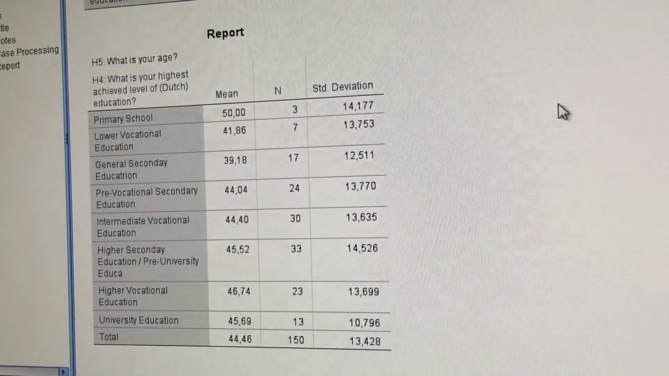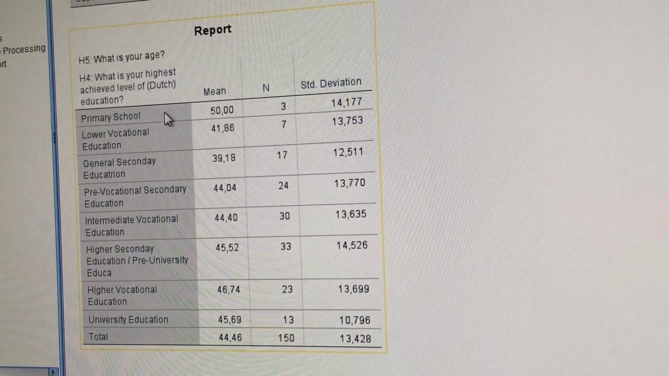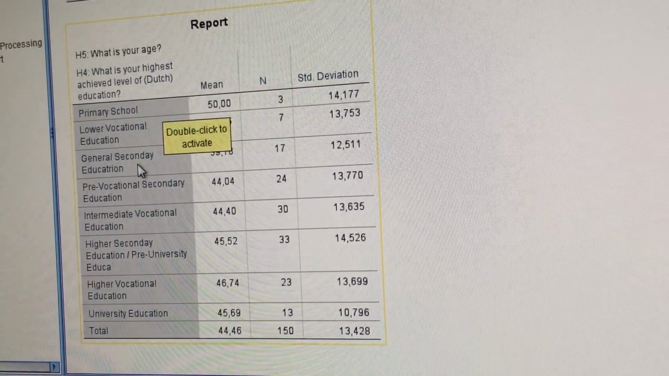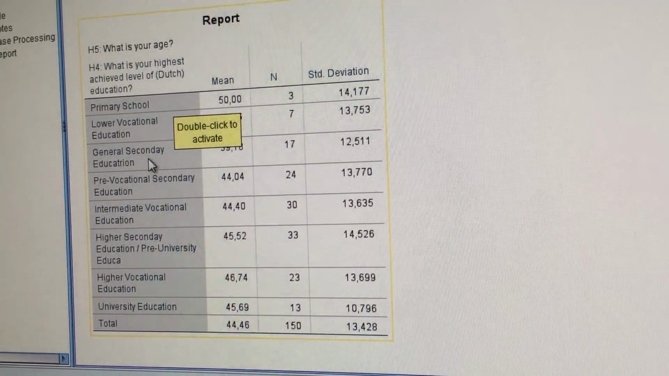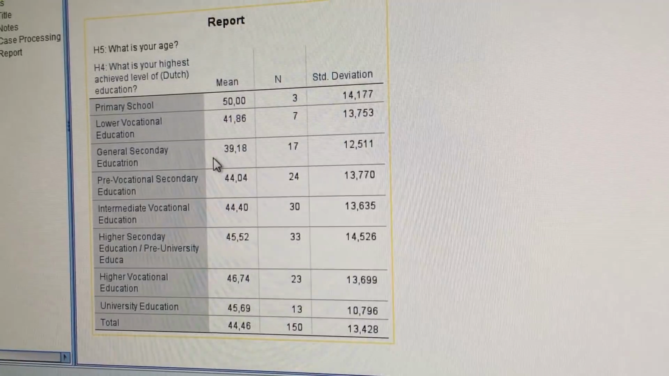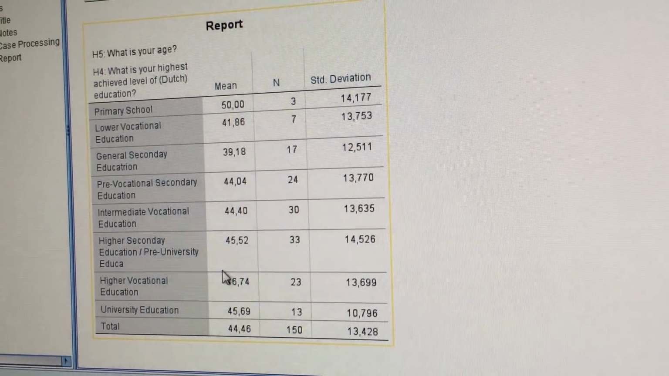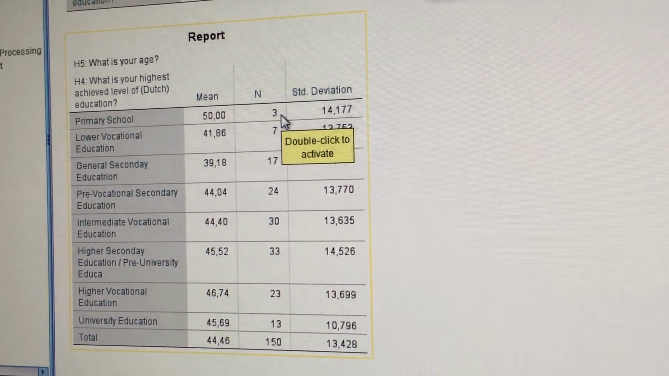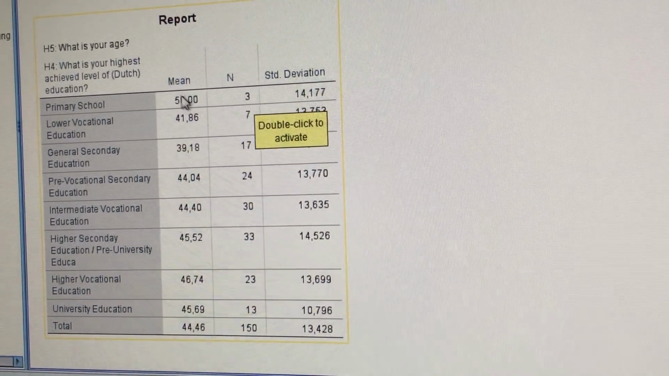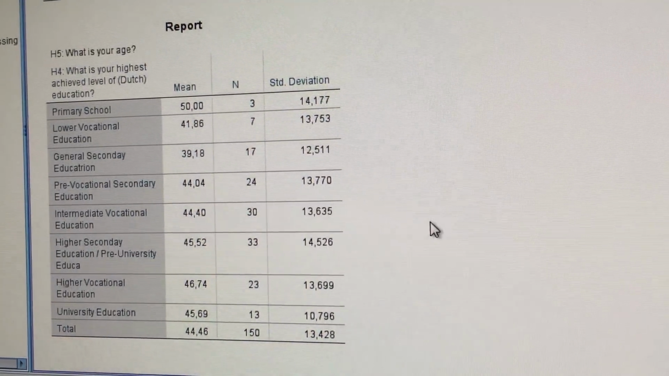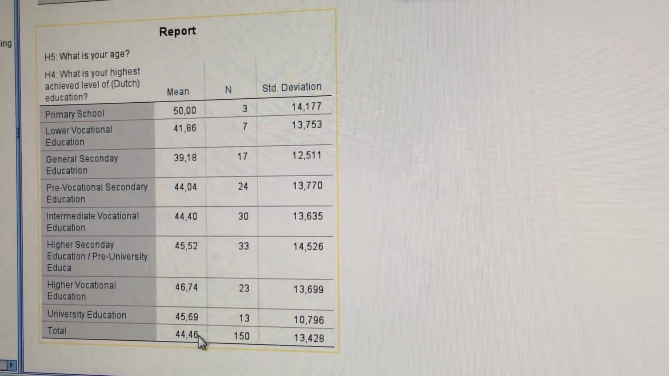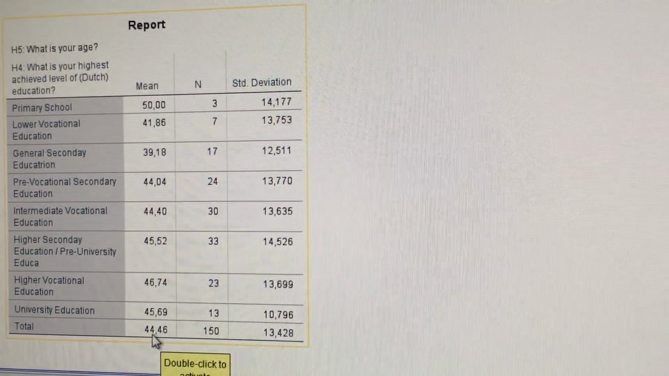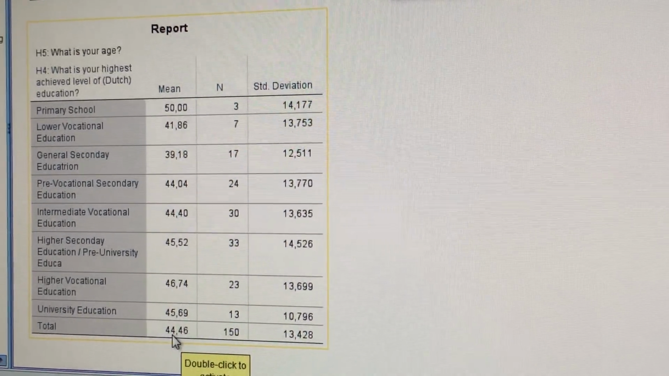So the mean age of all people in primary school is 50, and general secondary education is like 39, so it's pretty much the same. Here you see 3 people that only did primary school, so from those 3 people the mean is 50. And the total mean of all ages is 44.46. So from the 150 people the mean age is 44.